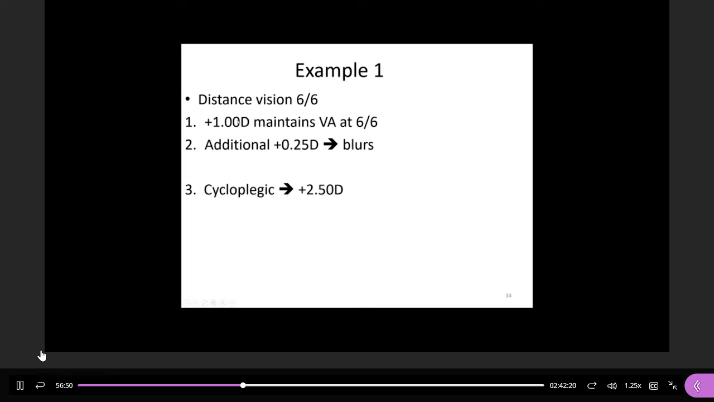Example one is the distance vision. This patient is 6/6, right? That means this patient looks normal. 6/6 is actually pretty good, so it's normal. So what is the absolute? Let's talk about that later.